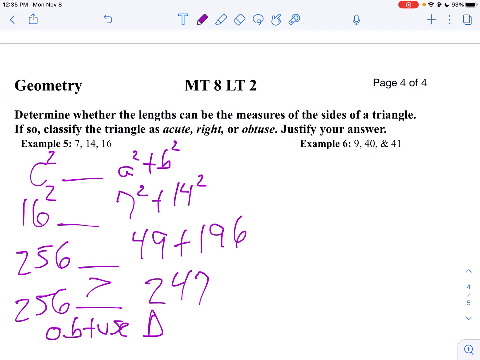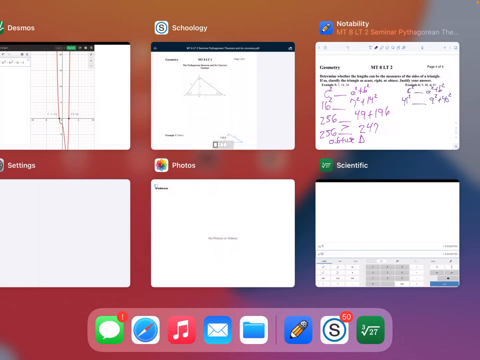So now we're going to go through the same process we just did. I'm going to compare c squared with a squared plus b squared. C is your biggest number, so 41 squared. I'm going to compare that with 9 squared plus 40 squared. Well, 41 squared, I don't know what that is. I'm going to use my calculator for that.